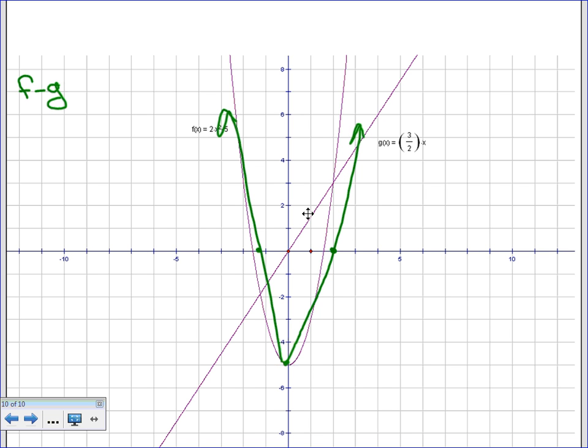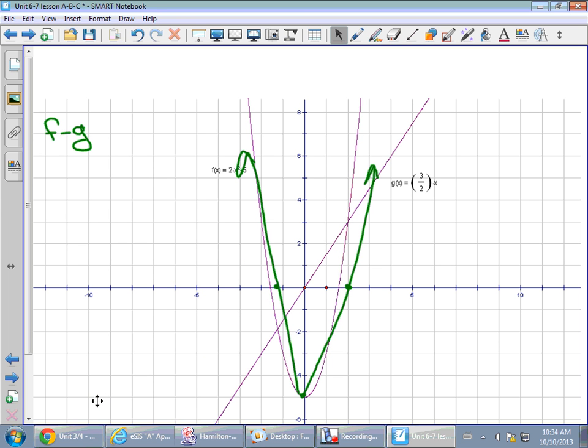Okay? If I asked you to do f times g, what type of function would you get? So if I take a quadratic times a linear function, yeah, cubic. So you might have to do a little bit more points to figure out where it adds up. Okay? Any questions? Okay, so that's it.